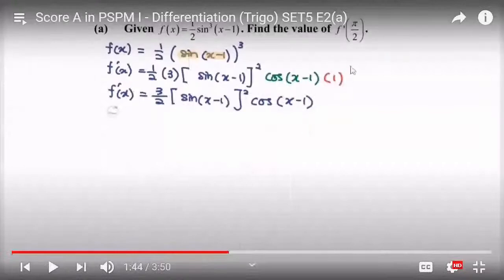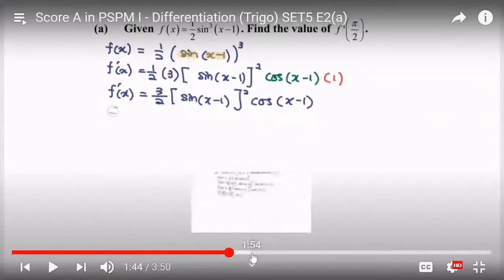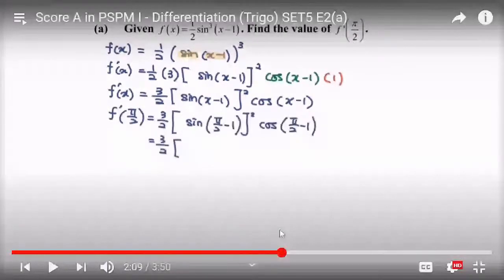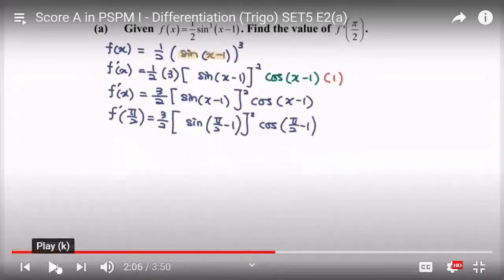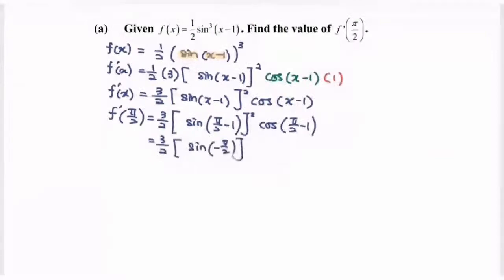value pi over 2. Okay, pi over 2. So saya pun substitute dululah pi over 2. So dah siap substitute, baru saya nak proses. 3 over 2 multiply with sine bracket negative pi over 2 squared cos bracket with the angle negative pi over 2. Simplify the situation. 3 over 2 bracket we have negative sine bracket pi over 2 bracket square. As for the cos negative pi over 2.